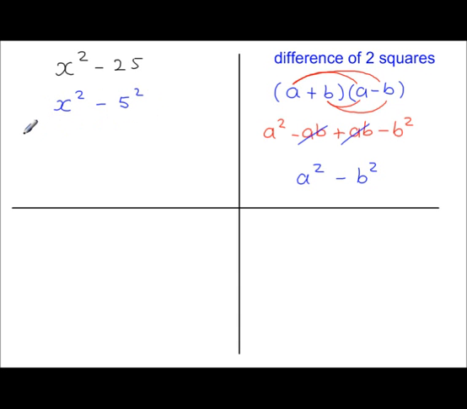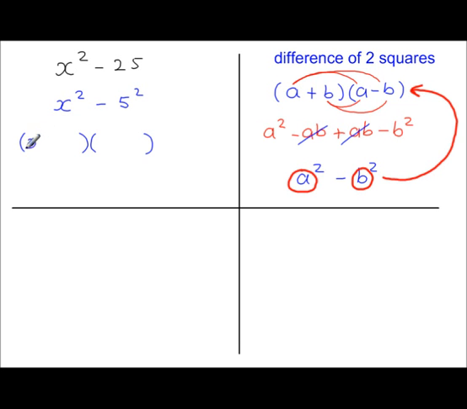And this will factorize like this. And as you can see, you've got A and B in both of these brackets here, except that's got a plus, that's got a minus. And the A and the B are just these, which in this case would be x and the 5. That's your A, that's your B.